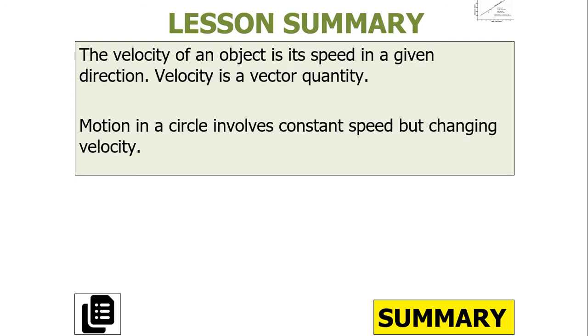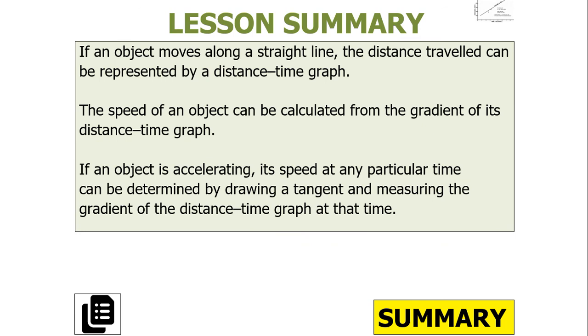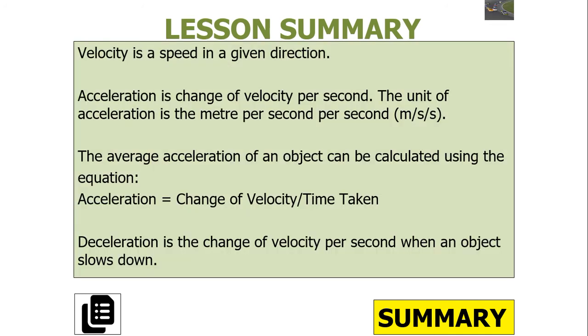The velocity of an object is its speed in a given direction. Velocity is a vector, and motion in a circle involves constant speed but change in velocity. If an object moves along a straight line, the distance travelled can be represented by a distance time graph. The speed of an object can be calculated from the gradient of its distance time graph. If an object is accelerating, its speed at any particular point can be determined by drawing a tangent and measuring the gradient of the distance time graph at that time.